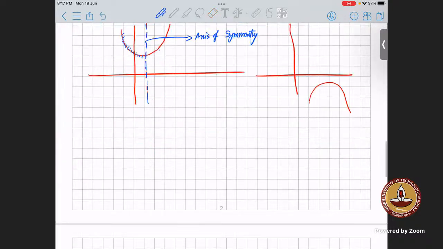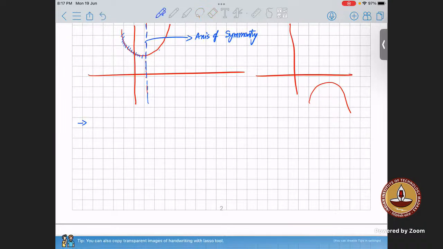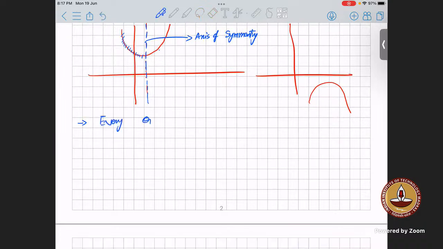Listen to this carefully: every quadratic function must have one axis of symmetry and one vertex. Agree?